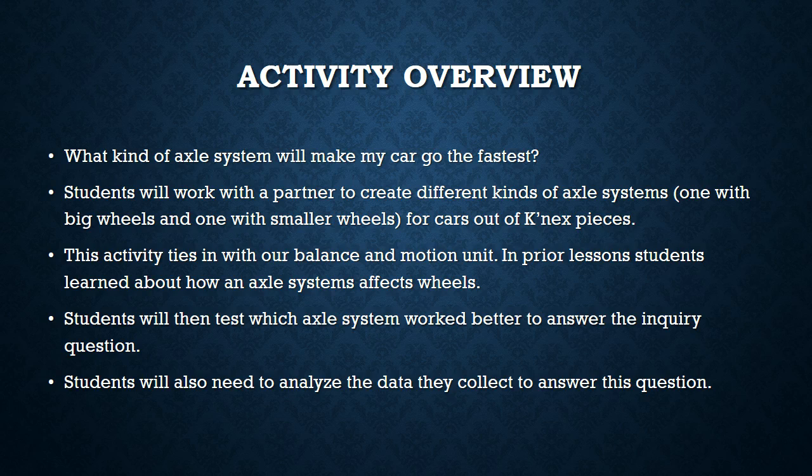In this activity, I had my students work with a partner to create different kinds of axle systems, one with big wheels and one with smaller wheels for cars out of the connect pieces. This activity ties in with our balance and motion unit, as I said before. In prior lessons, students learned about how an axle system affects wheels. Students will then test which axle system worked better to answer the inquiry question. Students will also need to analyze the data they collect to answer this question.